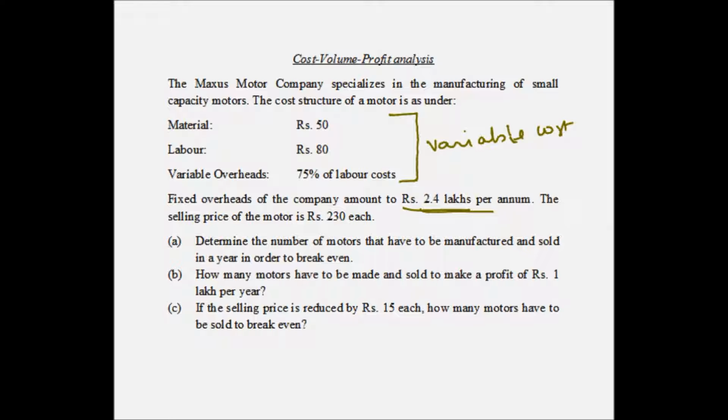So what we are being asked to do is A. Determine the number of motors that have to be manufactured and sold in a year in order to break even. B. How many motors have to be made and sold to make a profit of rupees 1 lakh per year? And C. If the selling price is reduced by rupees 15 each, how many motors have to be sold in order to break even? So let's find out the answers to each of these three questions.